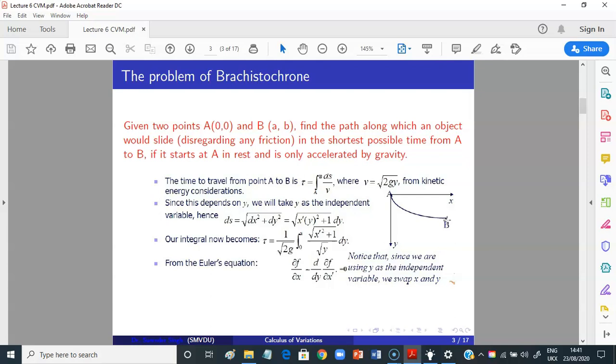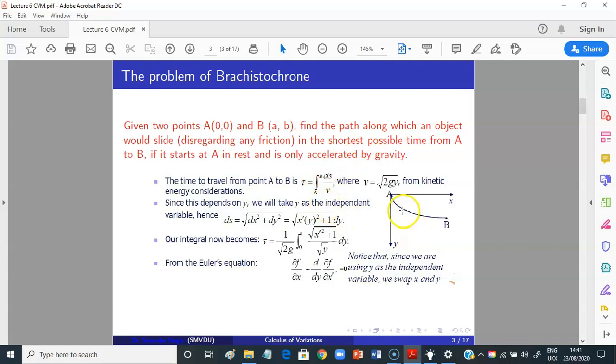That means you have to minimize the time. That means you have to obtain the functional as a time. Means time will be some functional. So how to find the time? You know in usual mechanics that time is given by distance over velocity.